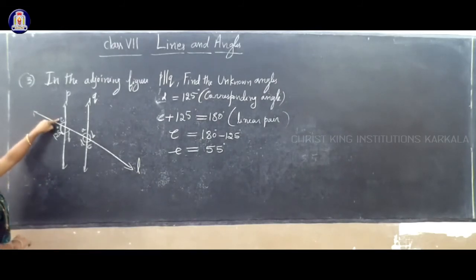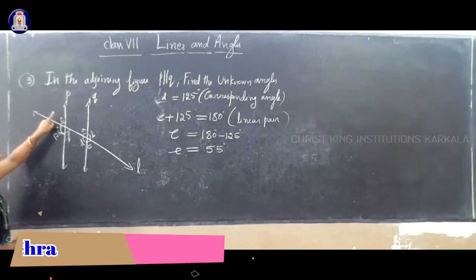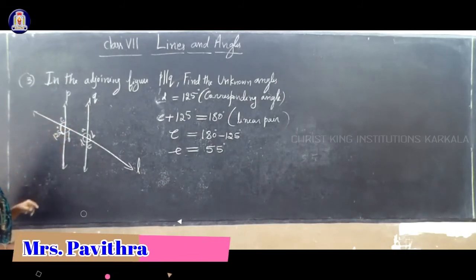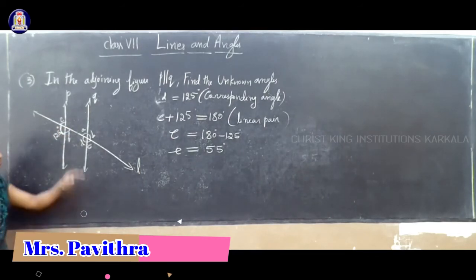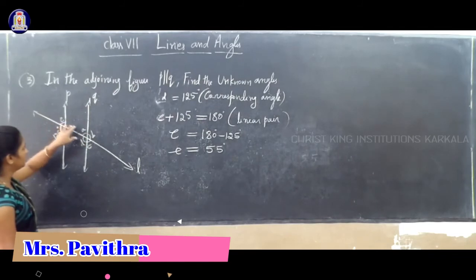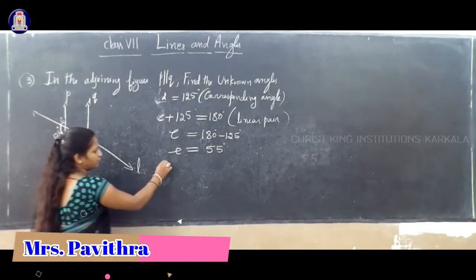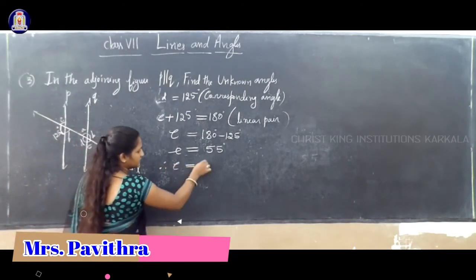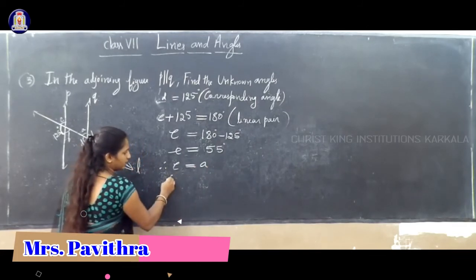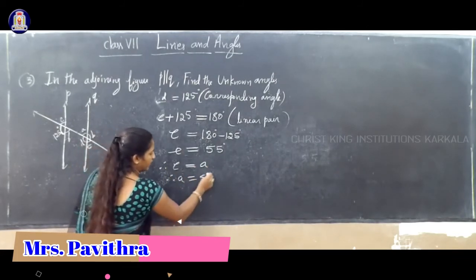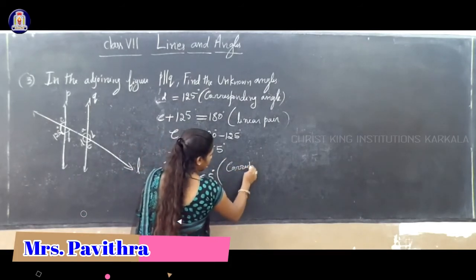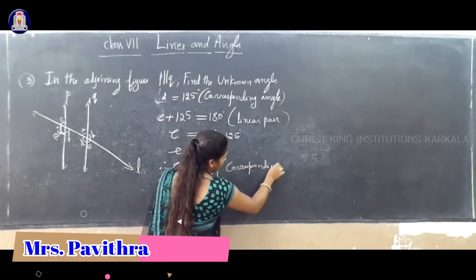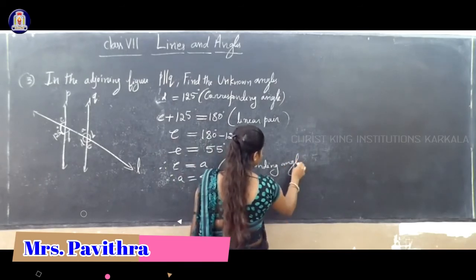So if you know angle E, can you say angle E and angle A are equal? Yes. Why are angle E and angle A equal? Because they are corresponding angles. So in this figure, we can observe E and A are equal. Therefore, you can write angle E is equal to angle A. So angle A is also 55 degrees. Why is it 55? Because they are corresponding angles. So corresponding angles are equal. Clear?